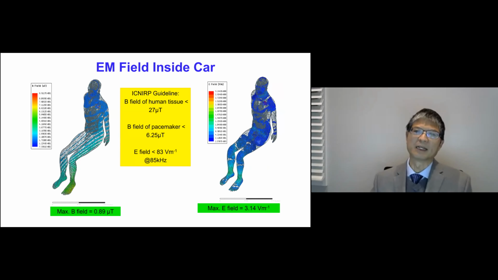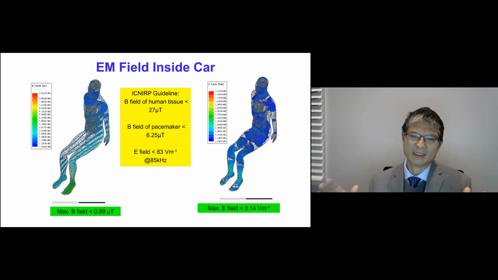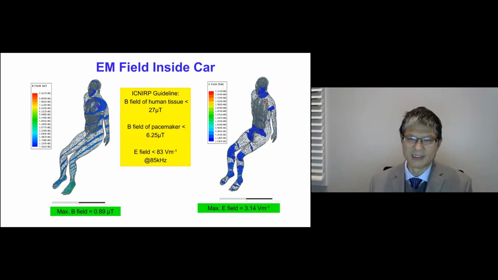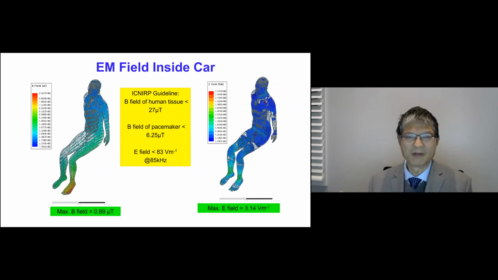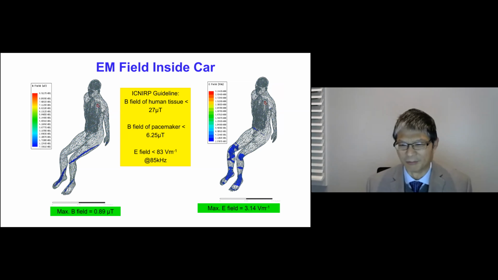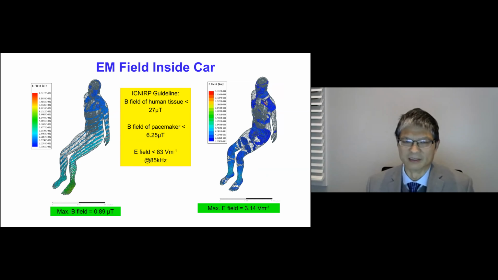And then we did a study of a human, the driver or the passenger, sitting on the car seat inside the car. We found that the B field is even smaller. We understand it, because this is because of shielding. The E field gets stronger a little bit, but still way below the international standard. So we thought it was pretty safe.